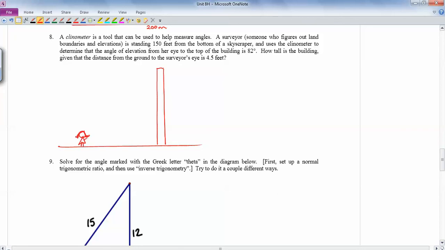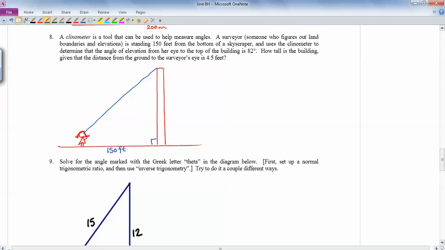So there's the surveyor. And so she's measuring from her eye, she measures up to the top of the building. The angle of inclination or angle of elevation from her eye to the top of the building is 82 degrees. And she's standing 150 feet from the base of the building. Now, we're going to assume that the building is right angled here, that it's perpendicular to the ground, not slanted.